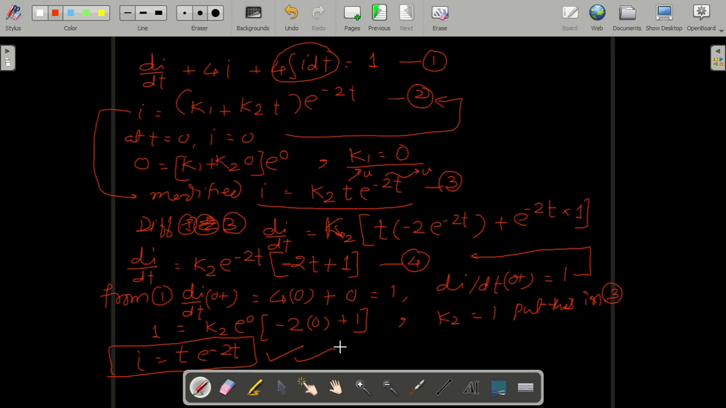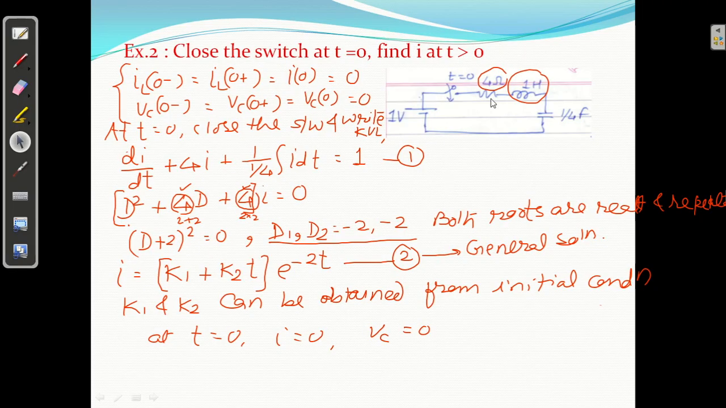Okay, so I have solved two numericals based on the RLC circuit. That is the classical method I have used. Clear? And we got the solution, current in the time domain. Okay, so I am coming back. This was the problem. First the initial condition, then we wrote the KVL after closing the switch. Then I got the roots. Based on the roots, I got the general solution, and from the initial condition we got the values of k1 and k2, and we got the particular solution.